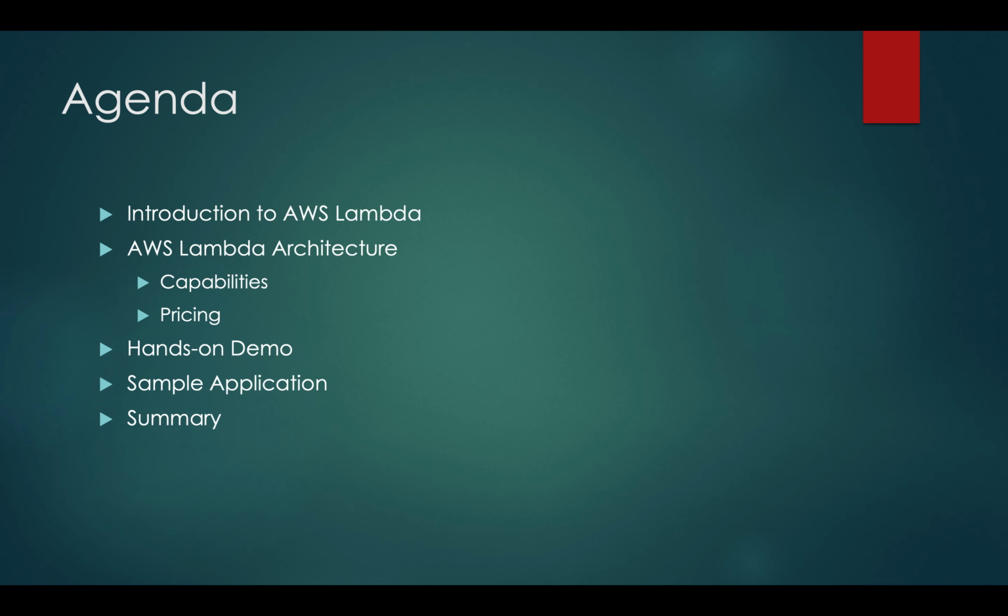So just to go over the agenda first, I'm going to give an introduction to what AWS Lambda is and some motivating use cases. Then I'm going to talk about its architecture, and specifically looking at the capabilities it offers and its pricing. And we're going to take a look at a hands-on demo at the AWS Lambda console and create a sample hello world Lambda function. Then we'll look at a real world application of AWS Lambda and close with a summary.